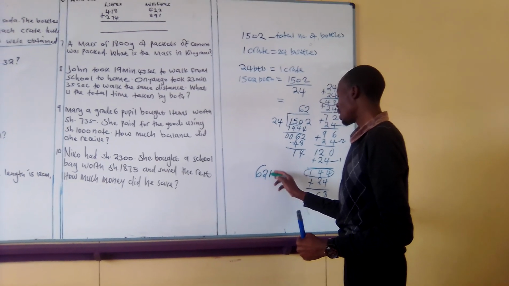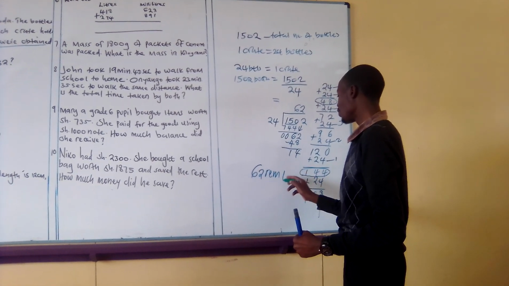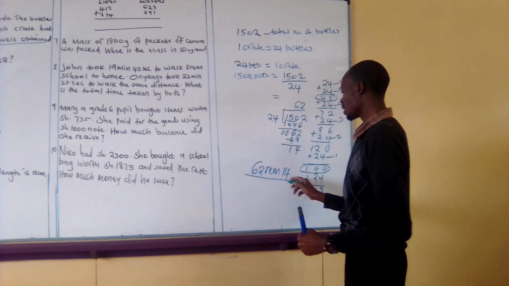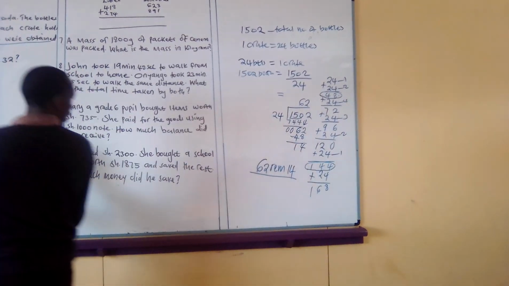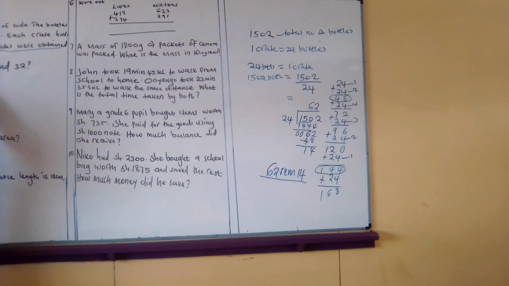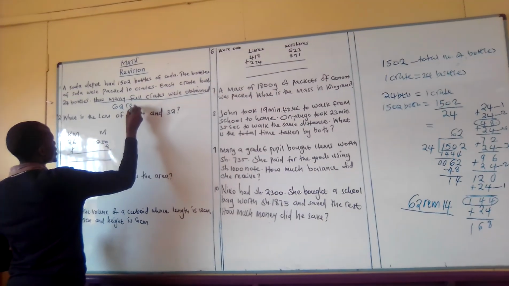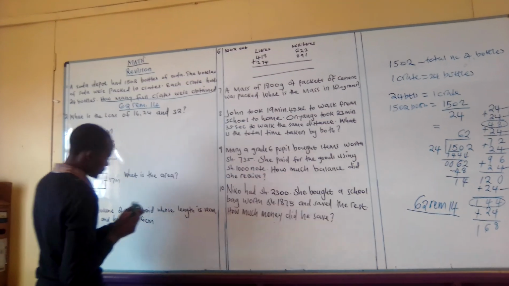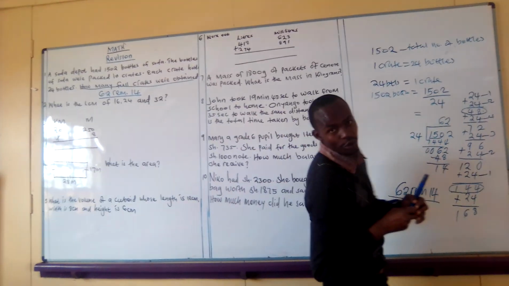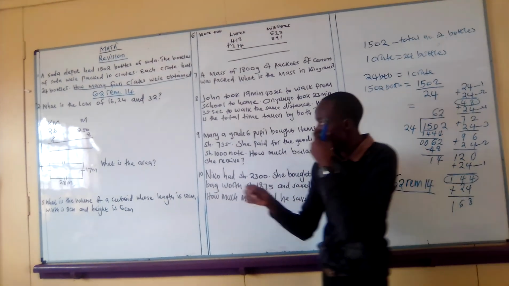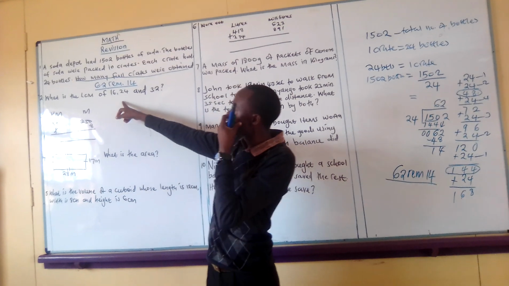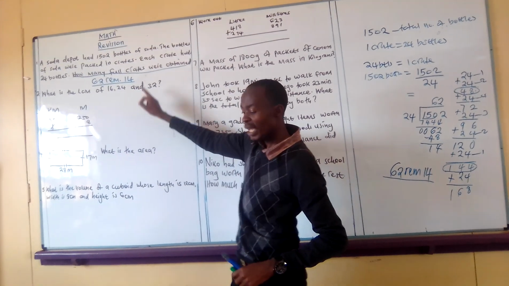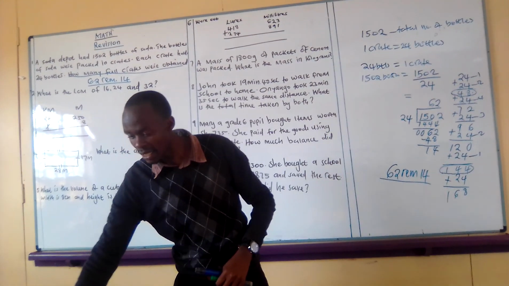62 remainder 14. That's our answer. So our answer is 62 remainder 14. That is our answer. And then we go to the next question. The next question says, what is the LCM of 16, 24, and 2?